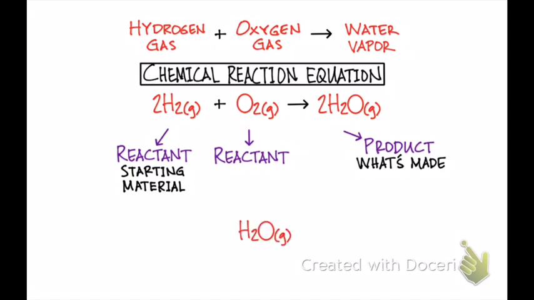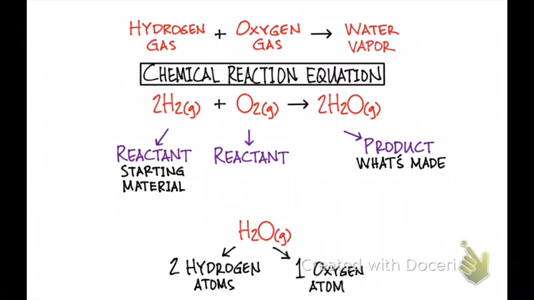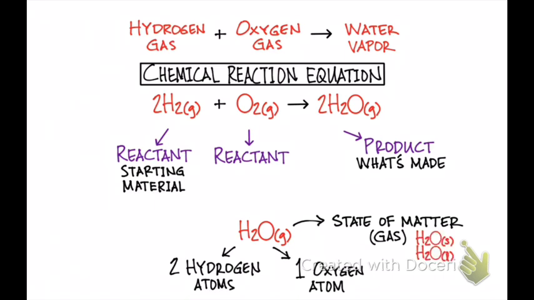Shown here is the chemical formula of water, H2O. This tells you that in each molecule of water, there are 2 hydrogen atoms and 1 oxygen atom. The subscript letter g here in parentheses tells you the state of matter. The letter g indicates that it is water in gas state, or simply water vapor. It's important to indicate the state of matter in every chemical reaction because most compounds can exist in all 3 different states of matter.